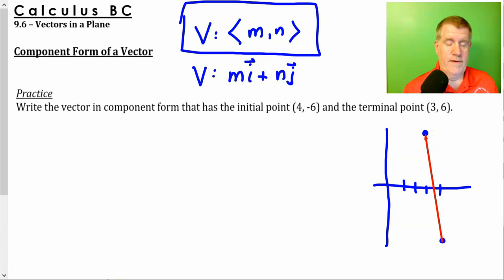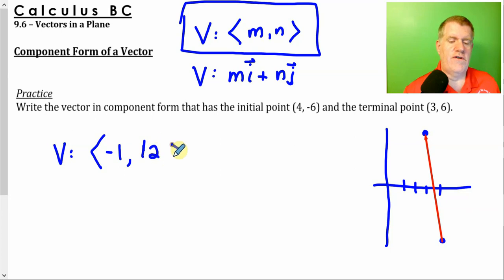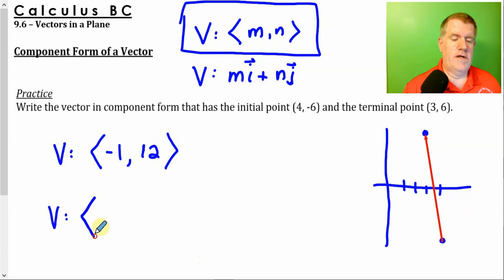Well, it's pretty straightforward. What direction is this going? If you think about it, what's the x distance? The x distance is traveling negative 1, and the y value is traveling positive 12. So that is our component form of this vector. So if you want to think about it mathematically, you're thinking about it this way.